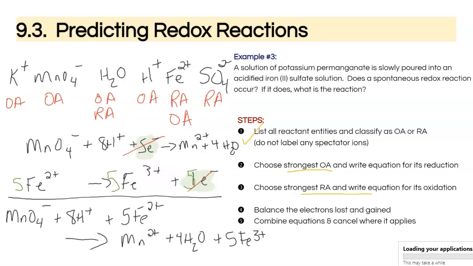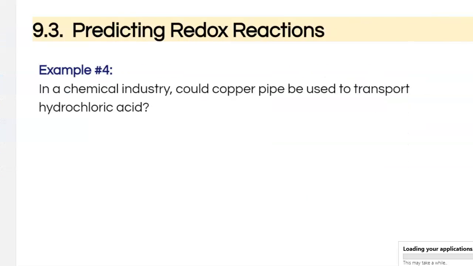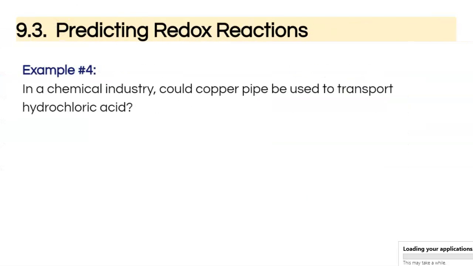Okay, I've got one more question for you to try, and I'm hoping you'll give it a go on your own. So let's take a look. It reads, predicting redox reactions. In a chemical industry, could copper pipe be used to transport hydrochloric acid? So this is a practical question, right? This is how individuals who are perhaps chemical engineers or working in industry would actually use knowledge of electrochemistry in practical applications. So how would we go about figuring this out?